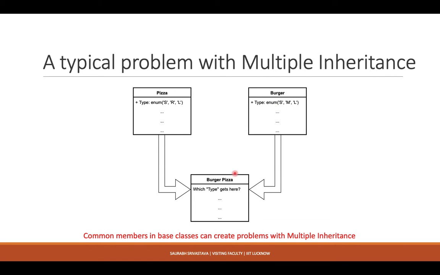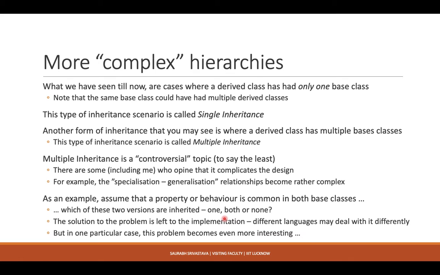Now, when burger pizza inherits both these classes, and assuming that this type field is inheritable, when I say inheritable, it means that it is either in the public or in the protected section of these two classes. If it is private, of course, then it doesn't matter, because then it cannot be inherited. But provided that it is inheritable and it is going to land up in burger pizza, what really happens to type here? That is the problem that I'm talking about.